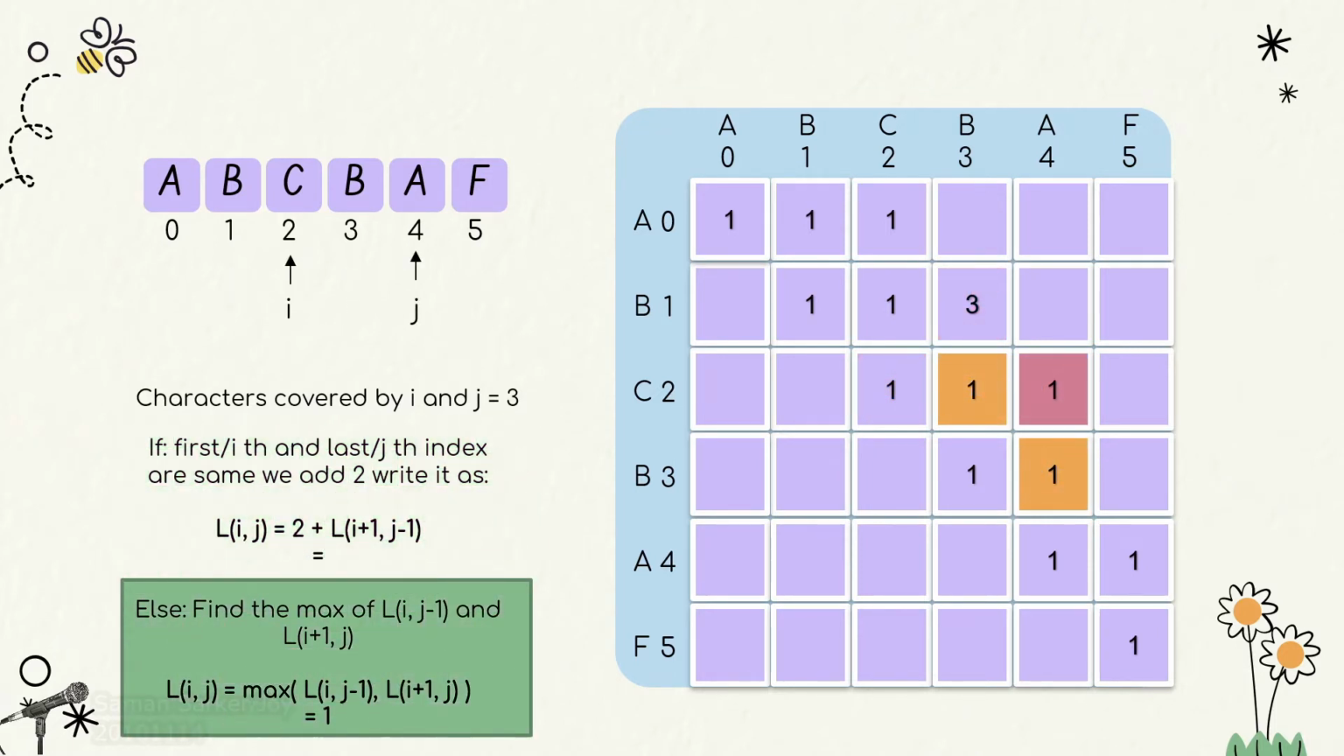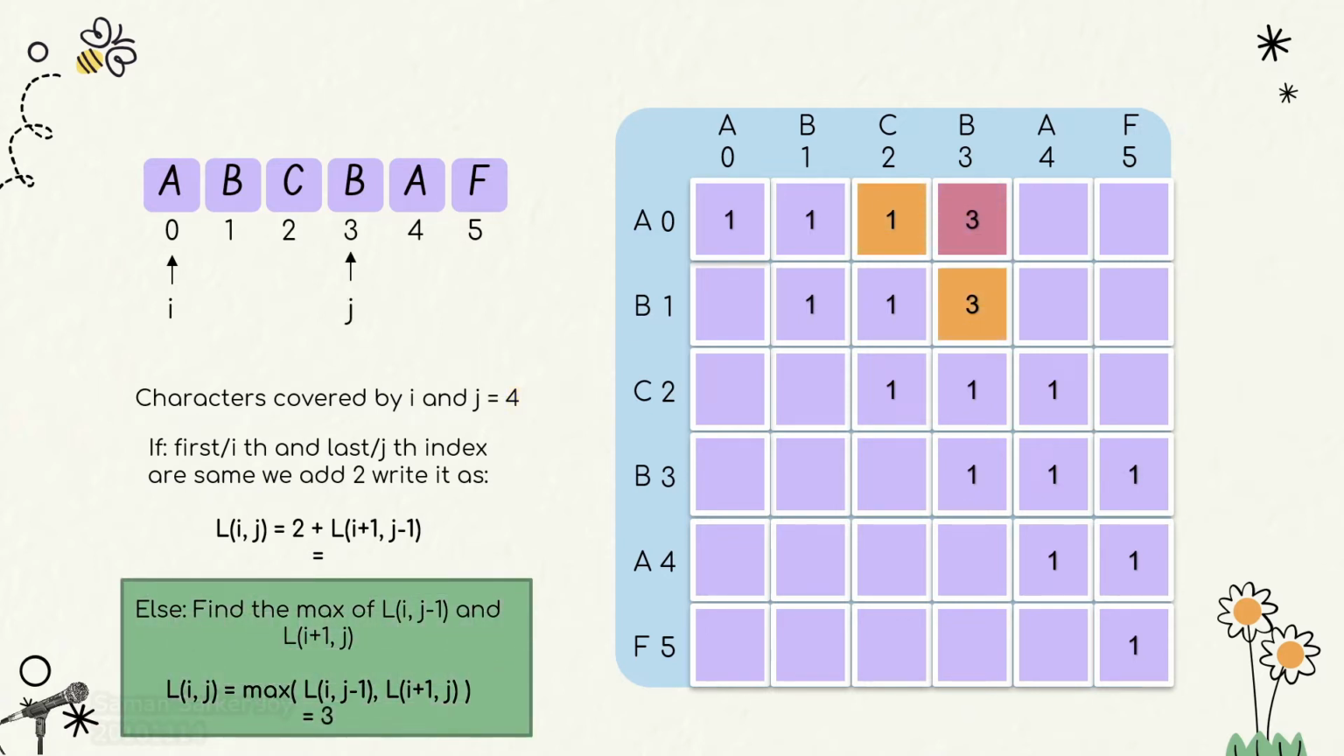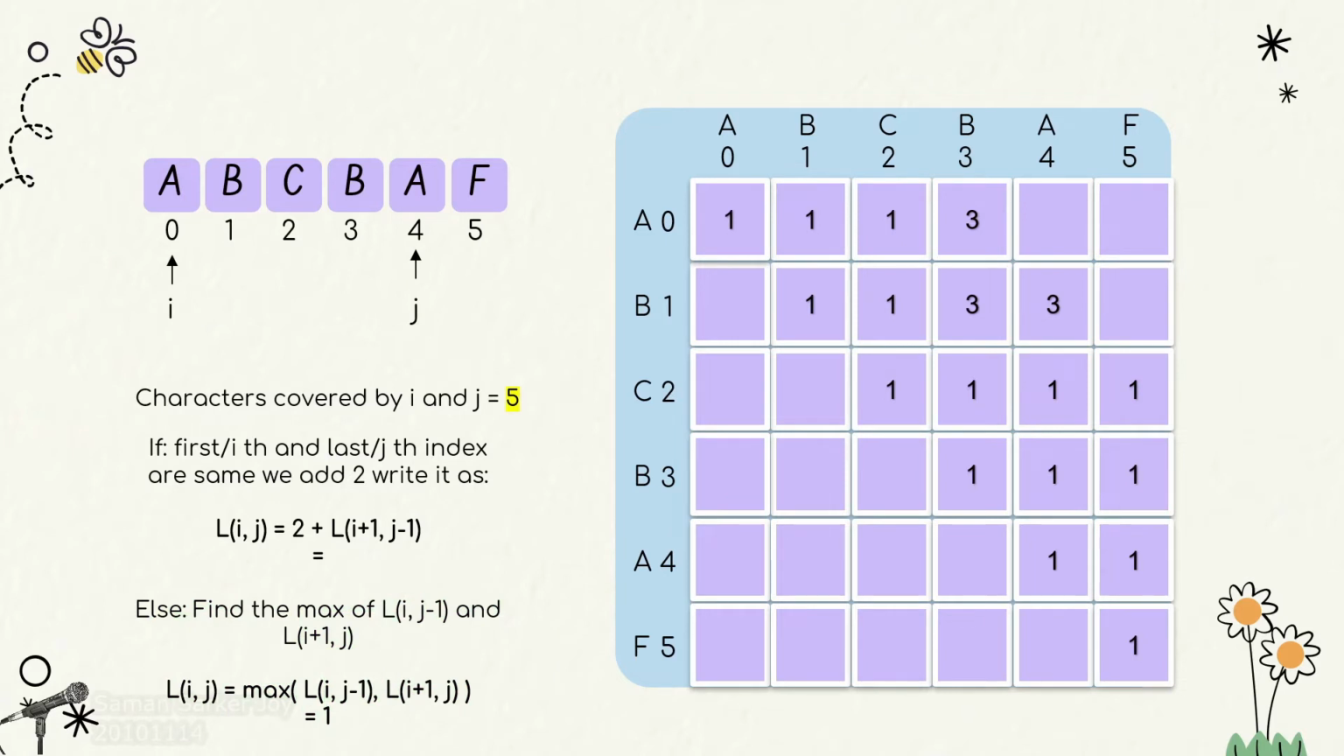Then i,j moves, and again it leads to the else block. Again it leads to the else block as they are not the same. Now i and j are covering 4 characters. We do exactly the same, and again it's going to the else block. Now for 5 characters we again do exactly the same.